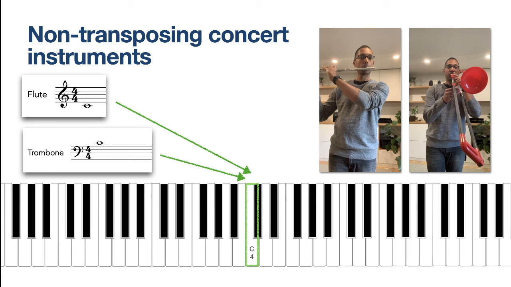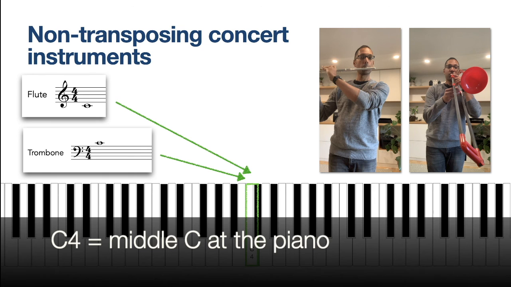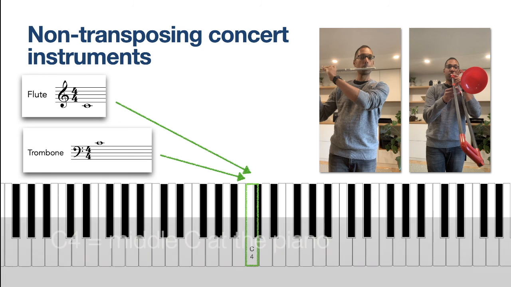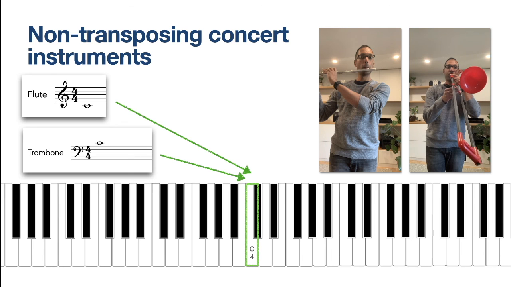Two examples of non-transposing concert instruments are the flute and the trombone, though there are many others. When a flute player reads a C4, the note which sounds is also a C4. When a trombone reads a C4, the note which sounds is also a C4. Note that the clefs are different between flute and trombone here, but this only affects what the player reads, not the sound that gets produced.